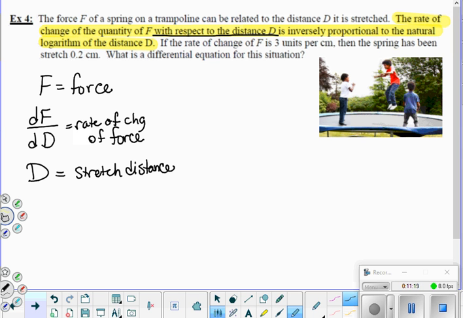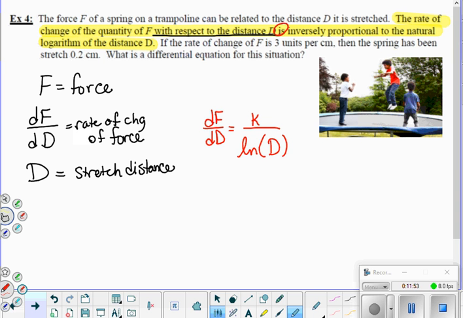Okay, so we know what our variables represent. Let's go back and write this equation. The rate of change of the quantity F with respect to distance D. That sounds like a dF dD is equal to, because I saw an "is," there's our equals, inversely proportional, K over something, inversely proportional to the natural log ln of the distance D. Boom.